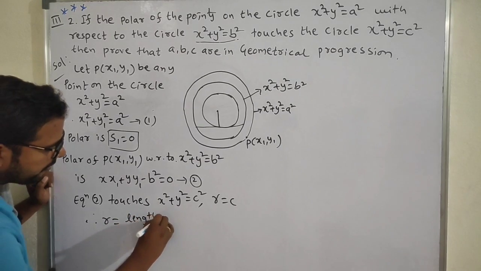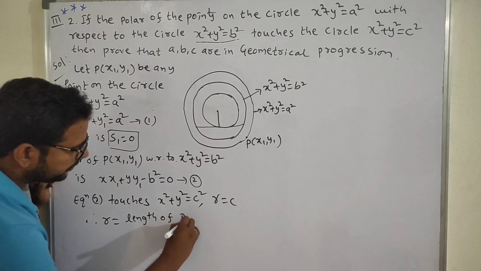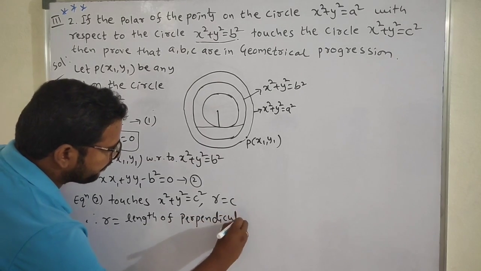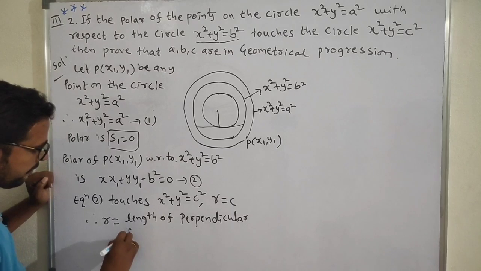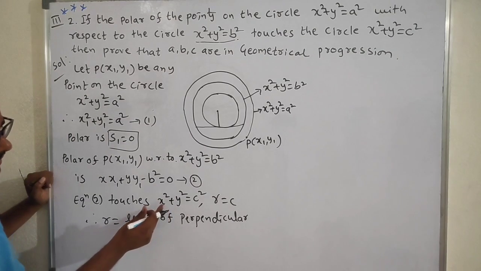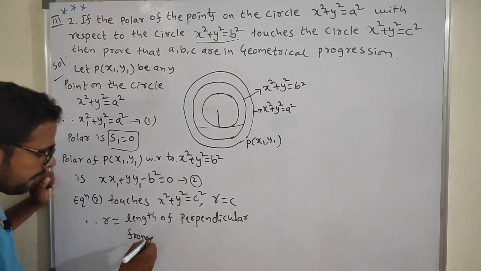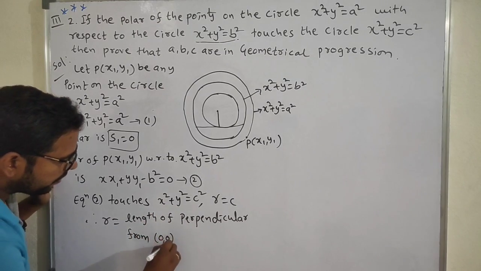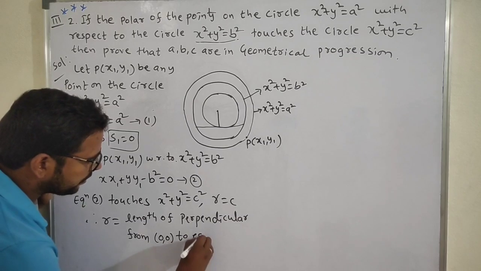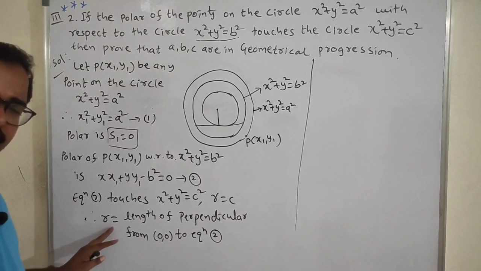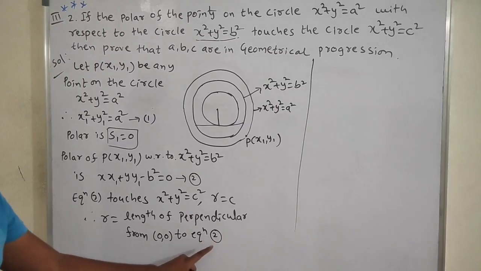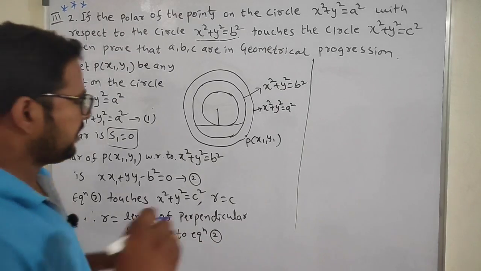Length of perpendicular from center to, from center ఏంటి ఇక్కడ 0,0. This center of this circle is 0,0. From 0,0 to equation 2. Radius is equals to length of perpendicular from center to equation number 2. సో రేడియస్ ఏంటి c. r equals c కదా.